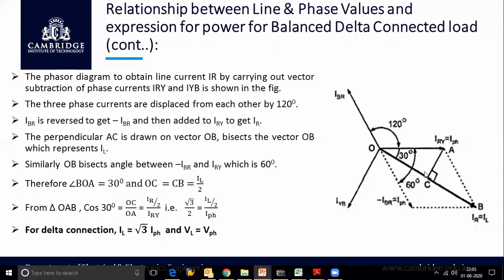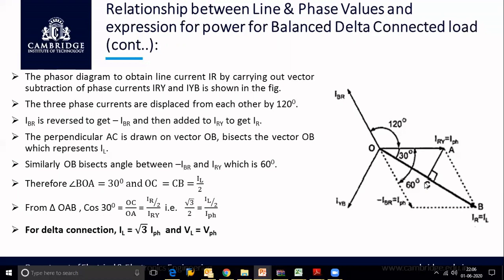Now, as I told you, this resultant vector bisects the angle between OA, that is the IRY vector, and the minus IBR vector. So therefore the angle here is 30 degrees. Now if you consider the triangle OCA, here we need to find the value of OC, which forms the adjacent side of the angle. So let us consider cos 30 is equal to adjacent side, that is OC, divided by hypotenuse, that is OA. So cos 30 is equal to OC by OA.